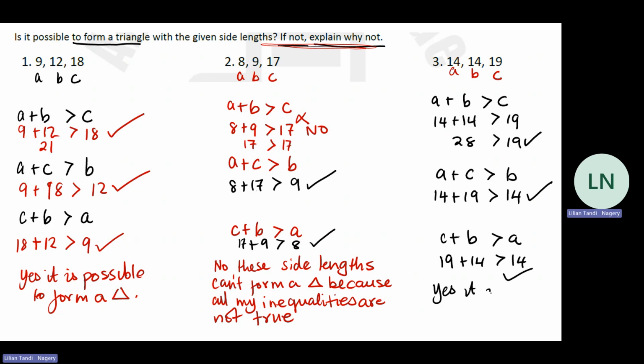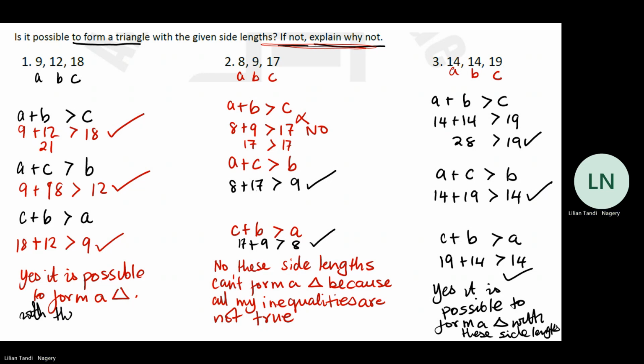Yes, it is possible to form a triangle with these side lengths. Okay. These ones you practice by yourself. Maybe we should do this one with decimal, but it's the same thing.